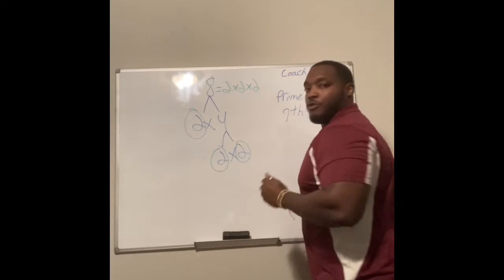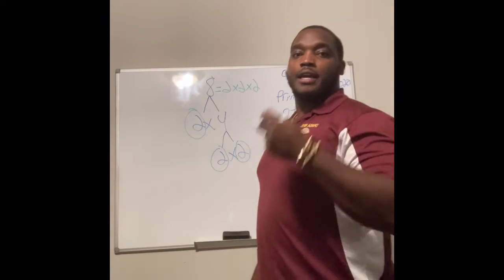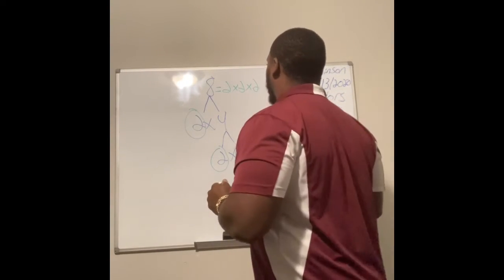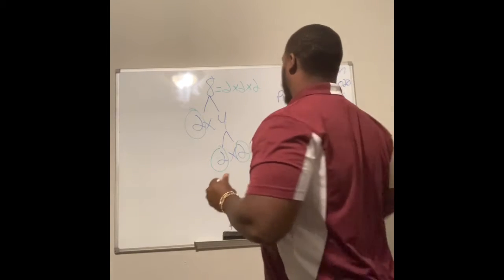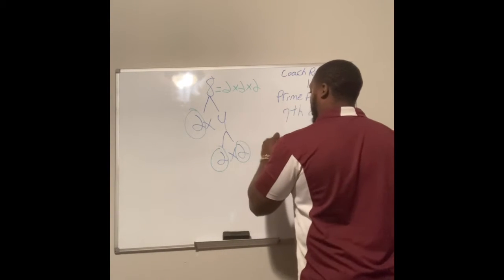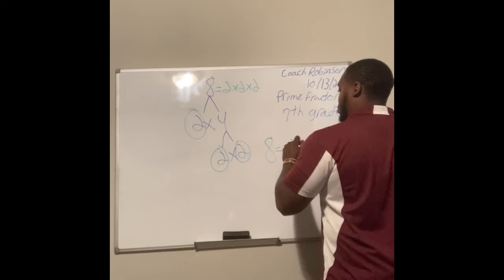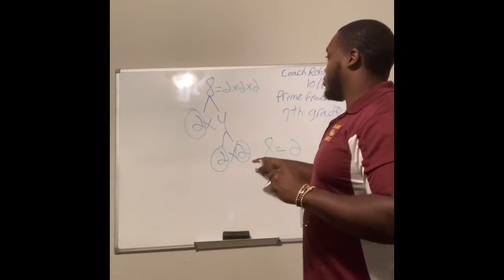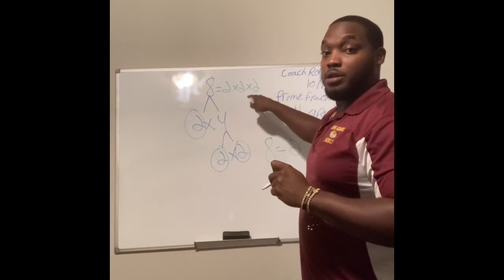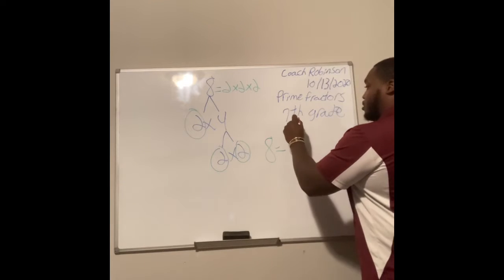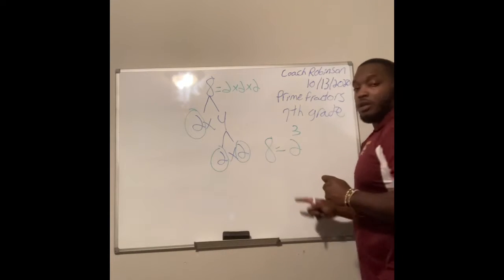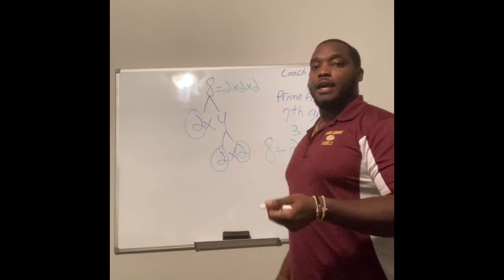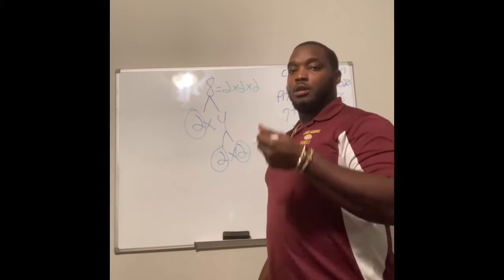Now, if you want to put that answer into exponential notation, you will count the number of 2's. So the answer will be 8 equals 2, representing the base prime number, and the exponent would be the number of 2's. So that would be 2 to the 3rd power equaling 8. This is how you put the answer in exponential notation.